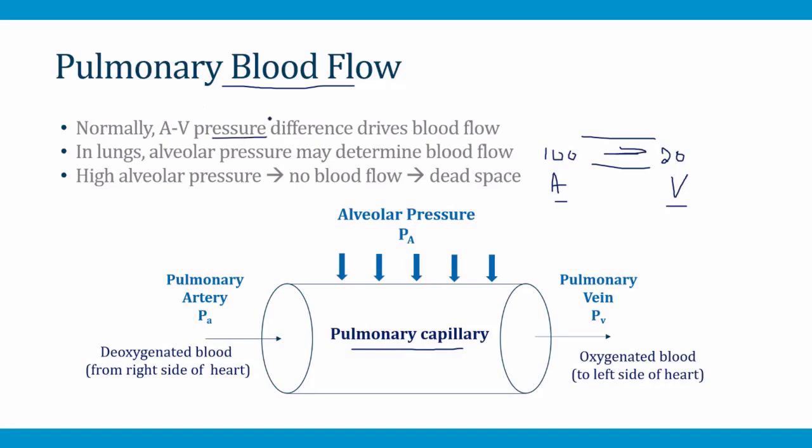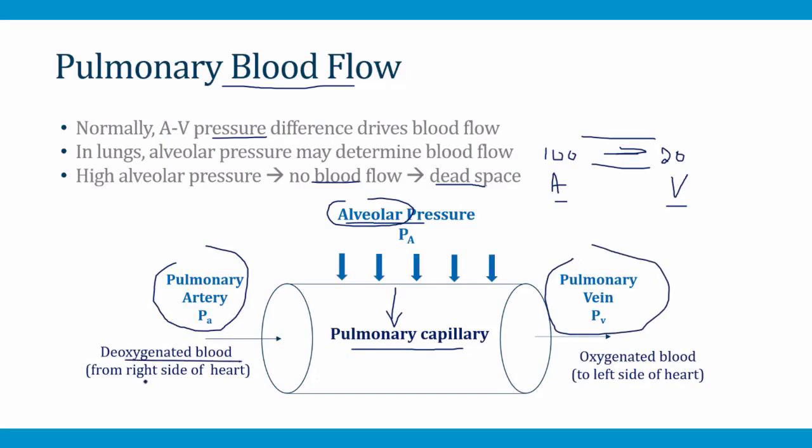But in the lungs, there's an extra variable that's not present in systemic capillaries, and that's the alveolar pressure. The alveoli are outside the pulmonary capillaries, exerting pressure down on the capillaries. And if this alveolar pressure were very high, it could actually compress the capillaries and there could be no blood flow, and that would convert sections of the lung into dead space. So when we're talking about blood flow through a pulmonary capillary, in other words, from the pulmonary artery over to the pulmonary veins, going from deoxygenated blood on the right side of the heart to oxygenated blood on the left side of the heart, we have to not only account for the pressures in the pulmonary artery and the pulmonary veins, but we also have to account for the pressure inside the alveoli.